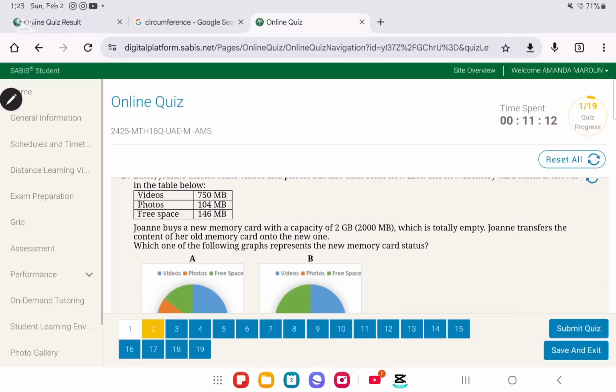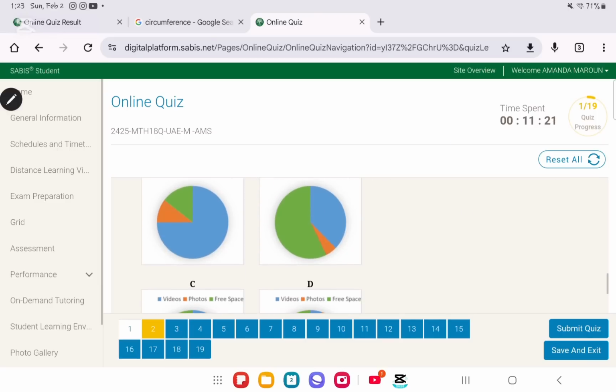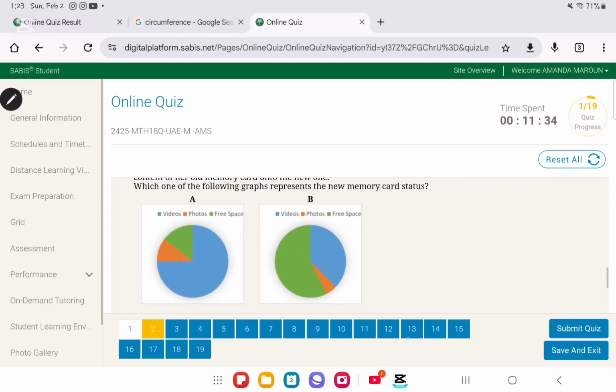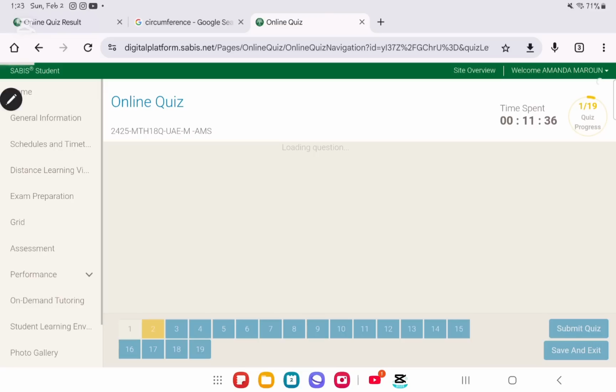Now here is where we use our logic, our common sense. 750 is bigger than 104. The orange is photos, the blue is videos. So as you can see, the videos is supposed to take a much bigger portion than the photos. So definitely this is wrong and it leaves us with the answer of option B.